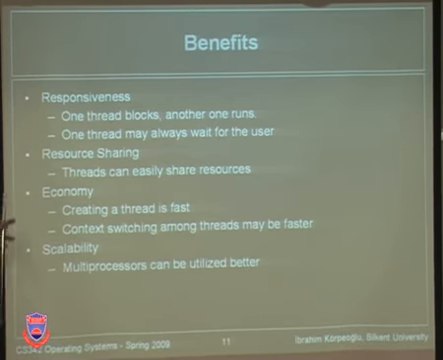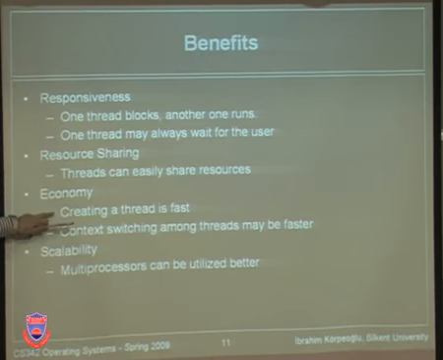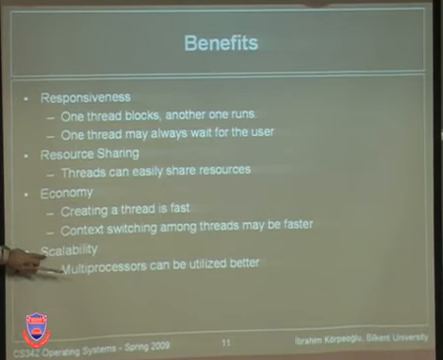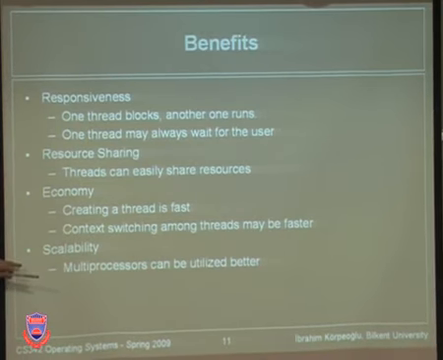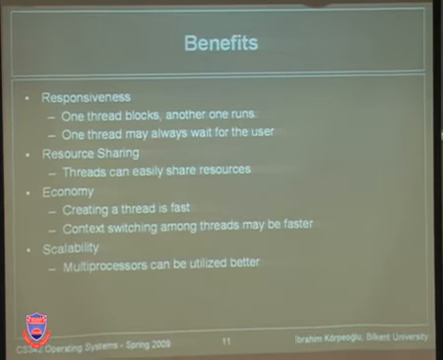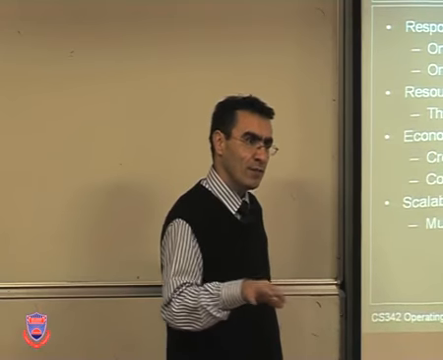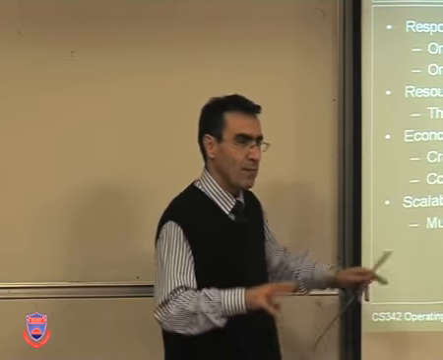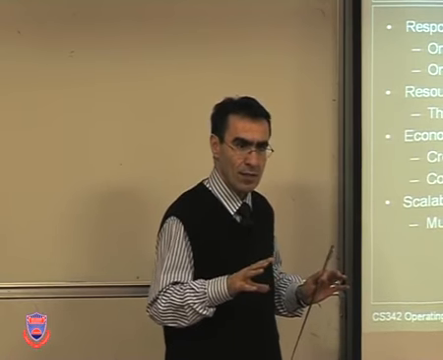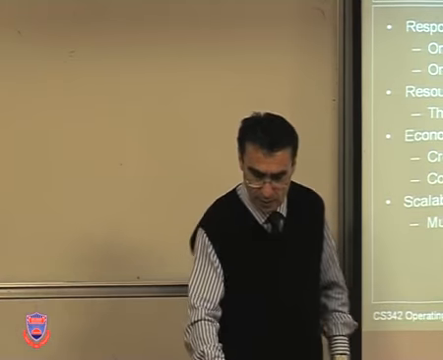Okay, and another benefit is economy. Creating a thread is very fast compared to creating a process, because you don't have to duplicate the code and global variables. And scalability. If you have a process that is running in a system with 4 processors, a single-threaded process can only utilize 1 processor. But a process that has created 4 threads can utilize all the processors, because each thread can be run on a different processor. Okay, so a multi-threaded program can make better use of multiprocessor architectures and machines. Okay, so we will continue with the other issues about threading.